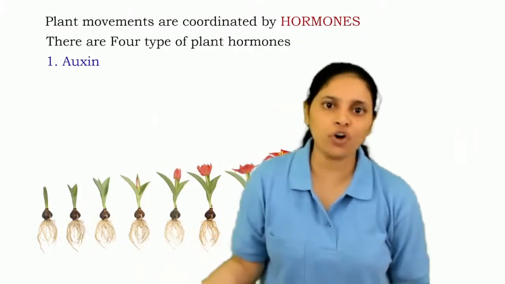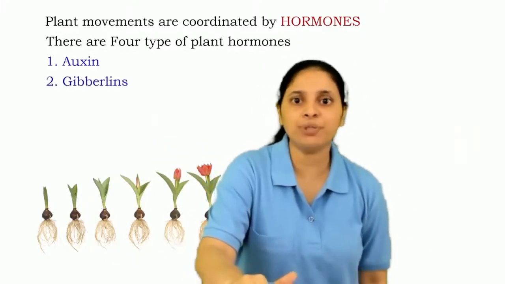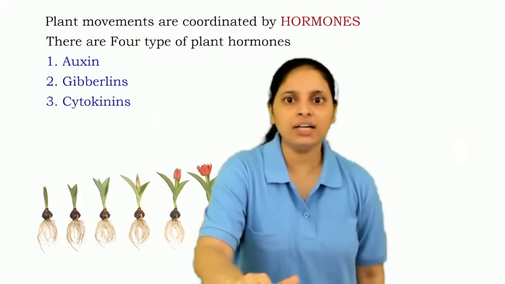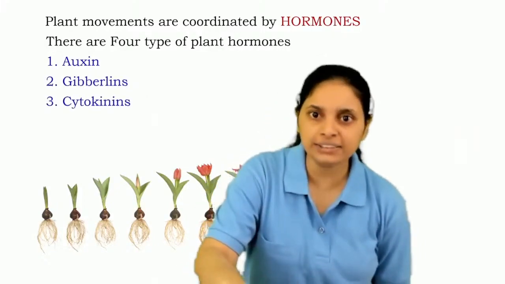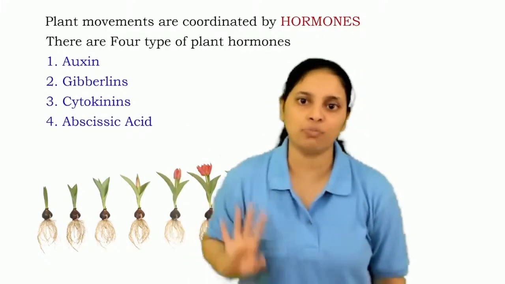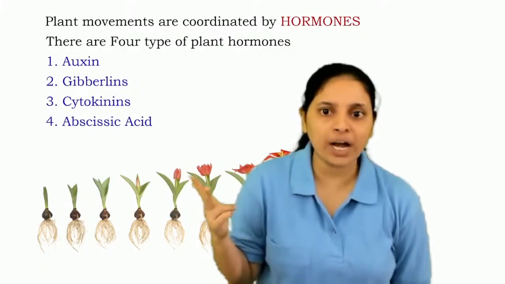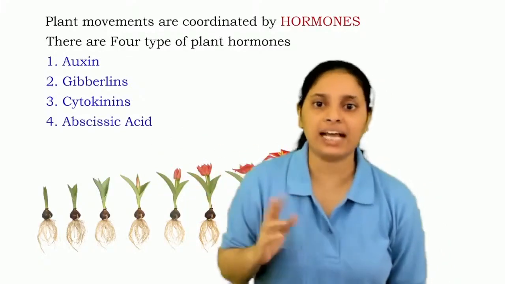Okay, so the first plant hormone is auxin. Second, we have gibberellins. Third, we have cytokinins. Fourth, we have abscisic acid. ये 4 hormones हैं: auxin, gibberellins, cytokinin and abscisic acid.